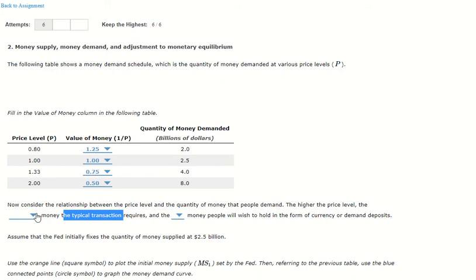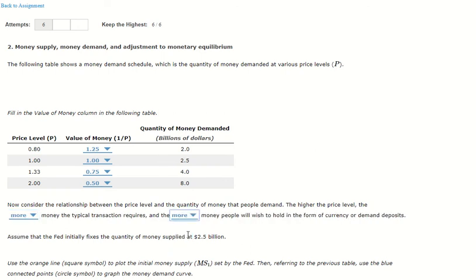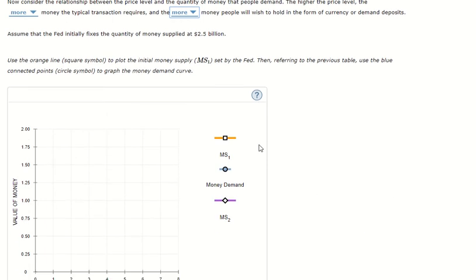So the higher the price level, the more money that people need to carry, and the more money we need to have for our demand deposits. That's like a checking account, and then your currency. Okay, so more and more. All right, so next we need to graph this.